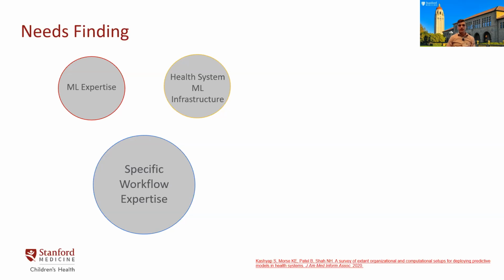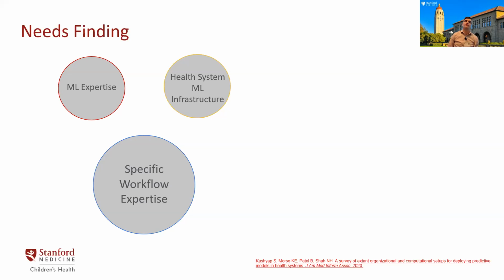The second bucket is the health system ML infrastructure. These are the people who understand what types of models can be run within a health system, what types of data are available, and what the cadence of data availability is. And then the final one is specific workflow expertise. These are the boots-on-the-ground people who themselves likely know very little about data science or machine learning, but they are on the front lines of whatever workflow you would potentially be introducing an ML tool into.